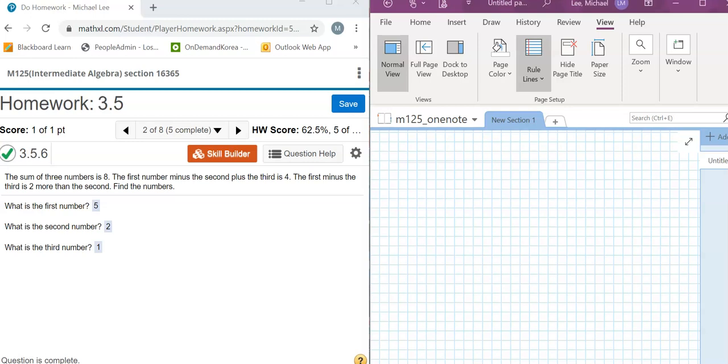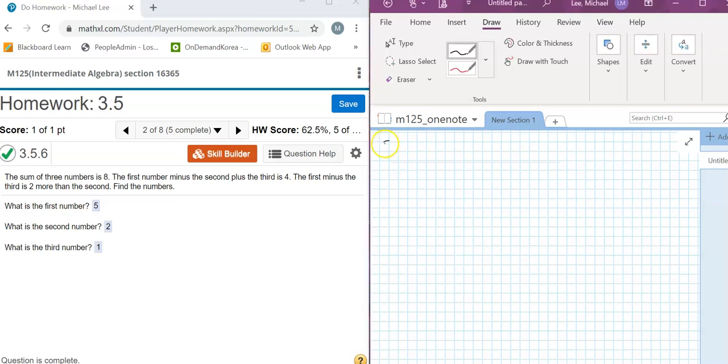Okay, this is homework section 3.5. Question number 2. The sum of three numbers is 8. The first number minus the second plus the third is 4. The first minus the third is 2 more than the second. Find the numbers. So first you have to declare the variables.